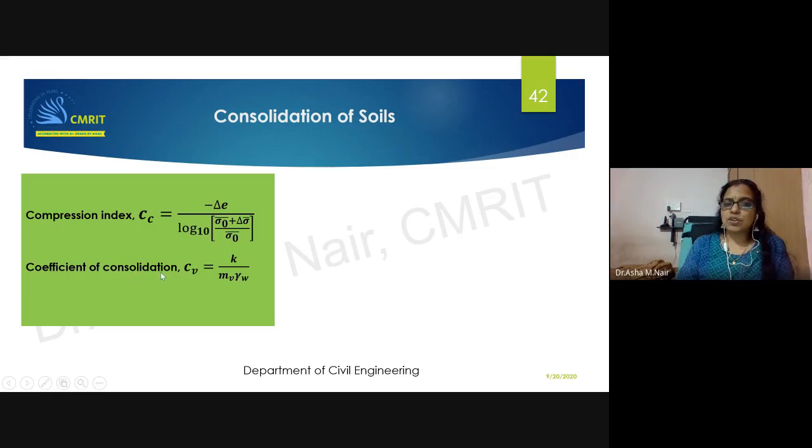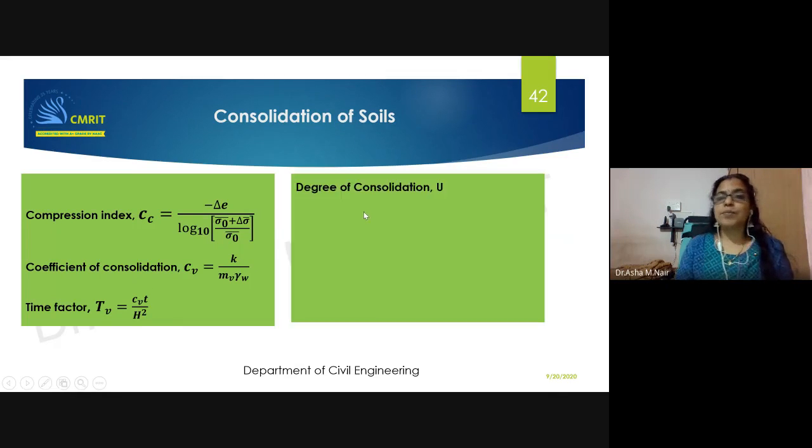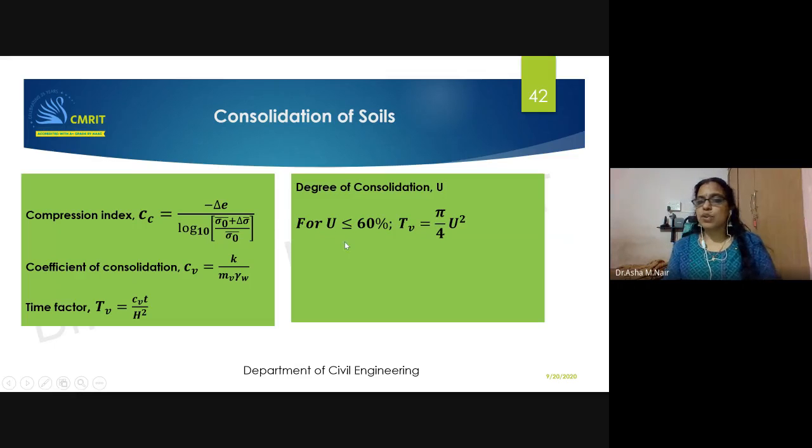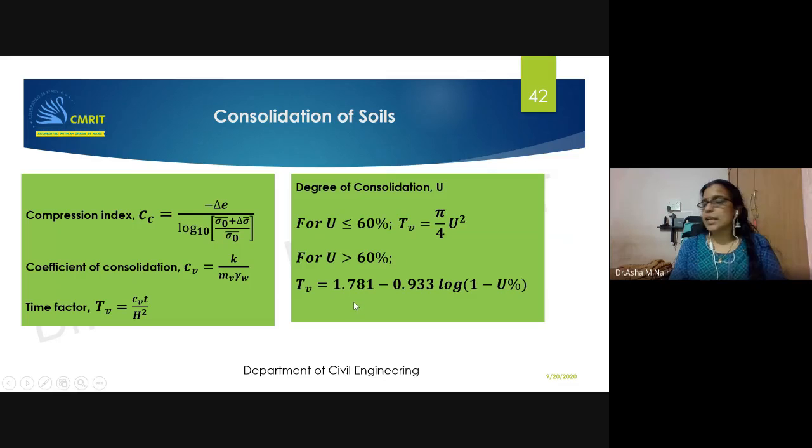So coefficient of consolidation, Cv is equal to k divided by mv into gamma W. Time factor is equal to Cv into t divided by H square. Degree of consolidation for U less than or equal to 60%, what is the expression? And for U greater than 60%.